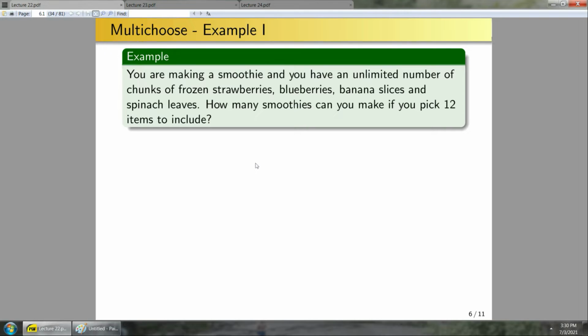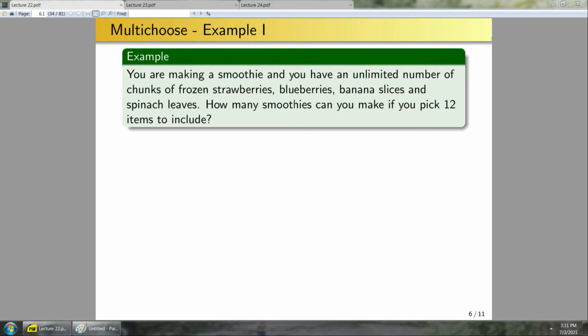So here you can notice that this is an unordered without replacement problem. In my smoothie, I don't care if I put the strawberry in first, then the blueberry. Once I blend it, it's going to get mixed together anyways. And it's with replacement because I can pick multiple strawberries, blueberries, banana slices, or spinach leaves.